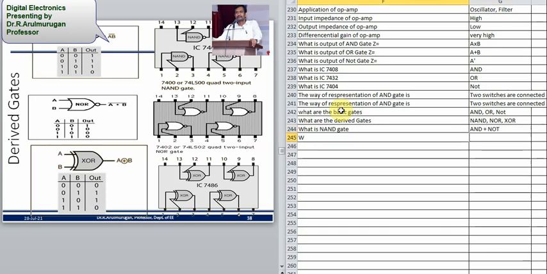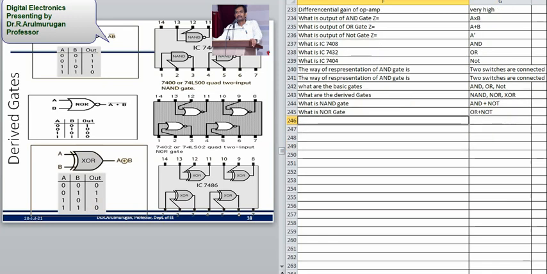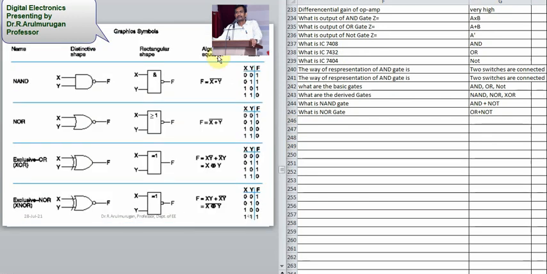What is NOR gate? NOR gate means OR gate plus NOT gate. Yes, this is what I said. This is the AND gate symbol, and this is the NOR gate symbol.